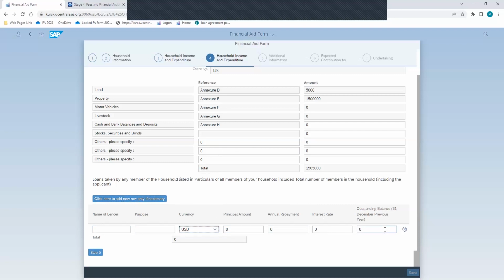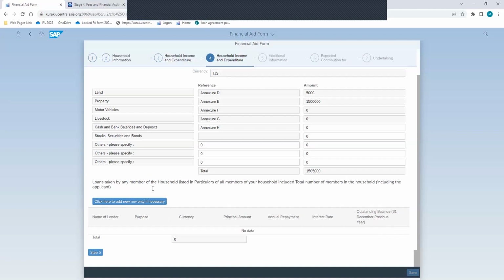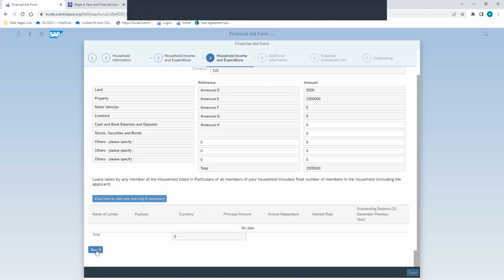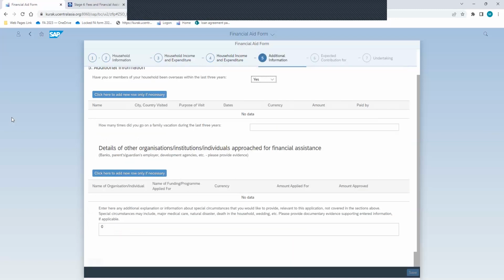Just remember that the outstanding balance should be as of 31st of December of the previous year. In our case, it will be 31st December 2022. What was the balance as of that? So please pay attention to these details in each and every question. I'm just deleting that box because I don't need it. I'm not having any loan. So I'm going to step 5.